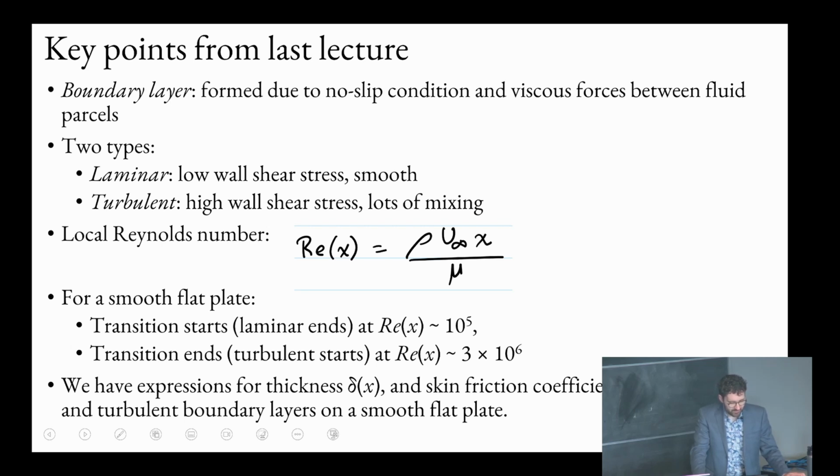We can characterize boundary layers by a local Reynolds number. It's called local because this varies at different points along the boundary layer because of x. So for a smooth flat plate, which is a very special case that we'll look at in this course, we know roughly the Reynolds number where the laminar boundary layer ends, and we also know the Reynolds number where the turbulent boundary layer starts. So that's 100,000 and 3 million respectively. In between there is a transition region, which we're not really going to worry about.